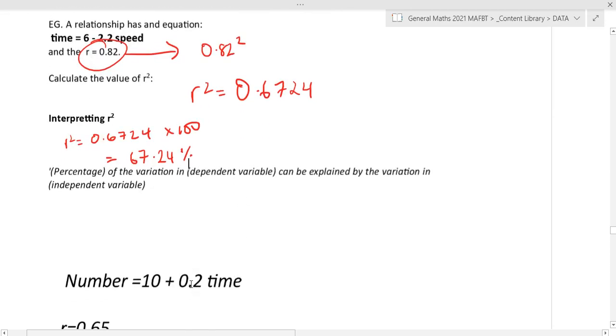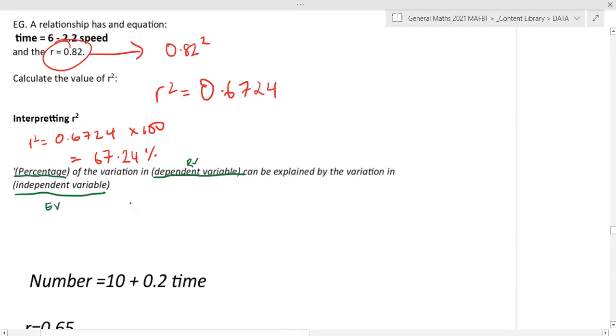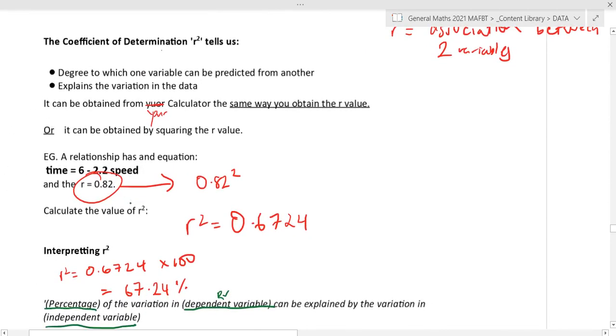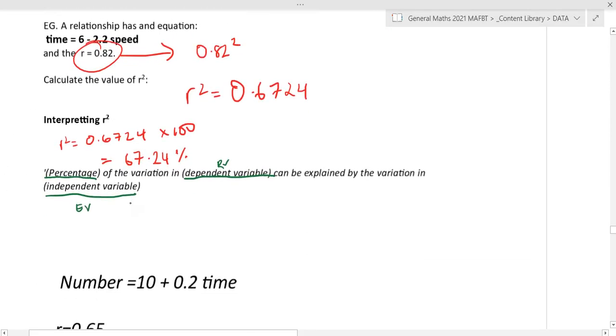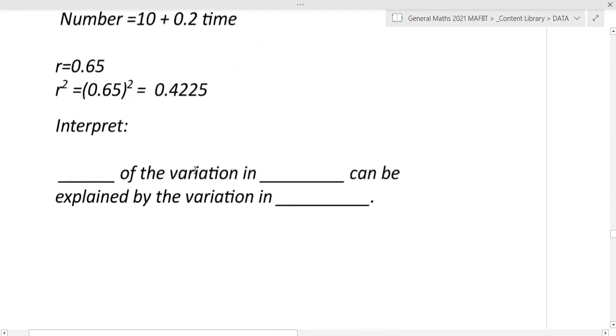So if you have a look at this little sentence here, I highly recommend that you put something like this in your bound reference, where you have this following sort of format when you do your answer. Basically, whatever the percentage of the R squared is, that is what you put here, of the variation in the dependent, or you could call this the RV variable, can be explained by the variation in the independent. This is your EV. Now in this question, we don't actually know the RV or the EV, so that's fine. But when we do know the RV and the EV from an equation, this is when we use the format right here.